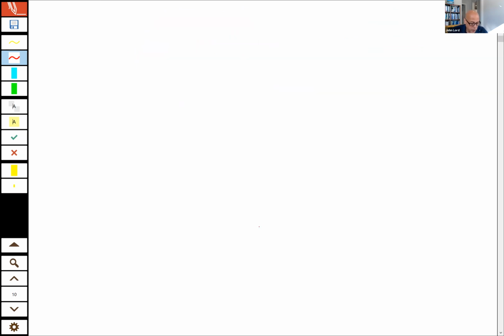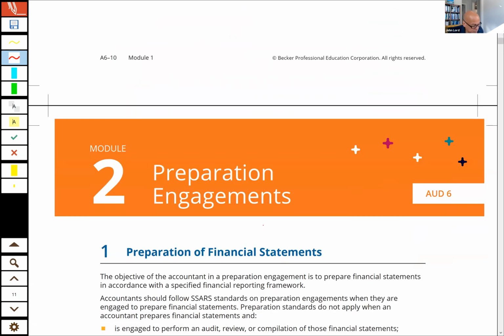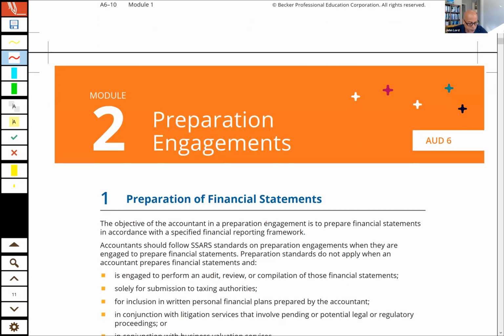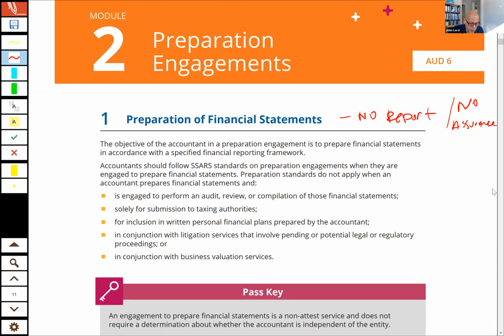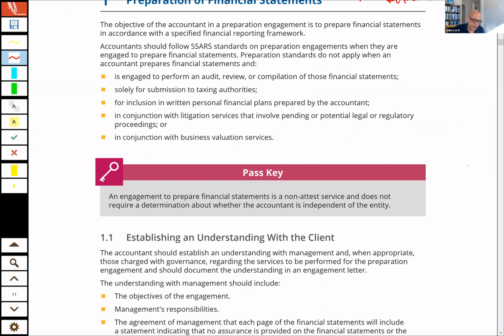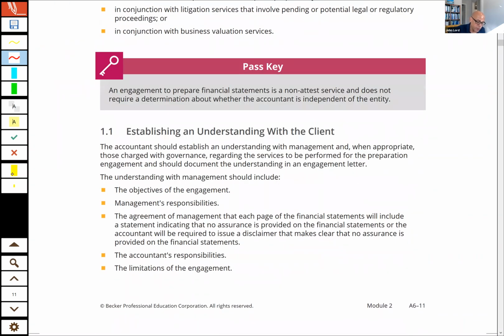All right, good. Let's go ahead and take a look at preparation engagements now. Remember, with the preparation engagement, there will be no report, no assurance. We were never involved in the preparation in any way with those financial statements. Okay, so let's take a look at something important.